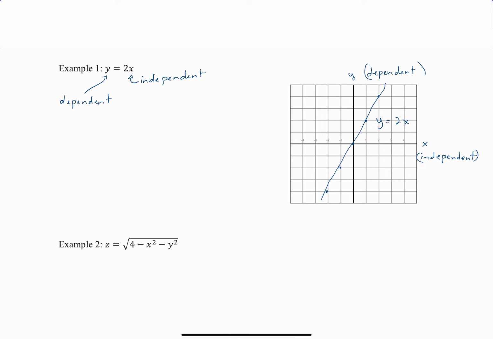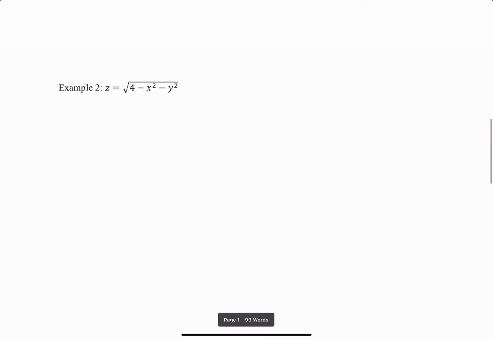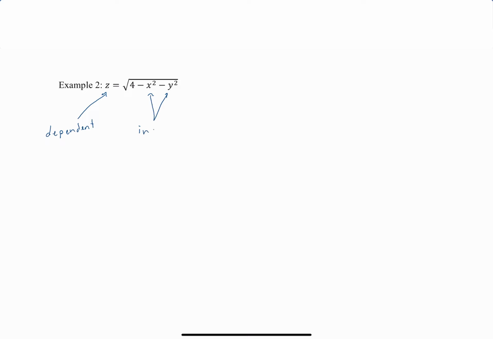In this class, we've also learned about functions of two variables, which is a function where one variable, usually called z, is the dependent variable because it depends on the values of two independent variables. And in this case, we have, if we graph it, the upper half of a sphere.